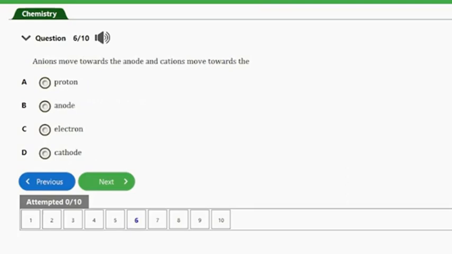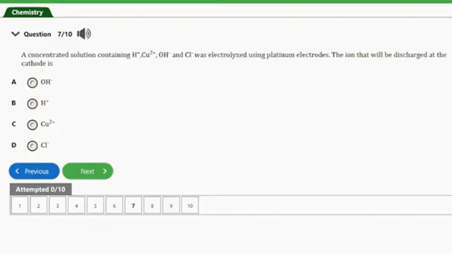Let's consider the next question. Question number 6 here. It says, anions move towards the anode and cations move towards the A, proton, B, anode, C, electron, D, cathode. So guys, the answer to this question is option D here, and that's the cathode. Anions move towards the anode and cations move towards the cathode. So guys, that's it for that question.